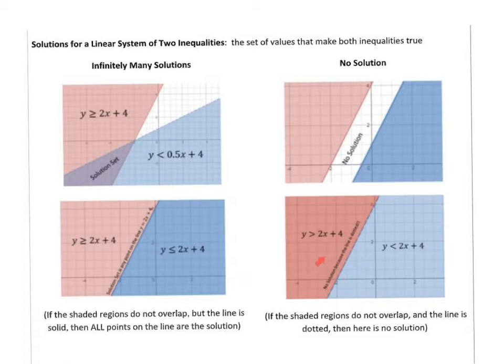Now, if your inequalities, your system, again, they do not overlap, okay, and you have the dotted line, then there's actually no solution, okay, because nothing is included on the dotted line, and then the shade does not overlap, so there would be actually no solution here. All right, so here's your infinitely many solutions side and then your no solution examples.